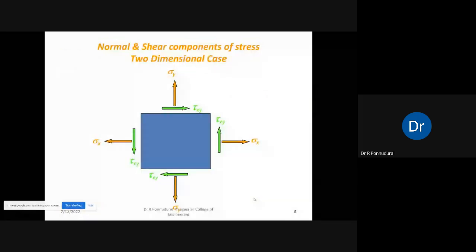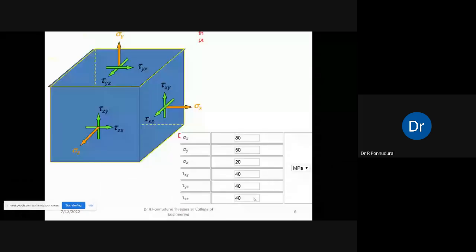Now we are interested in finding the normal and shear components of the state of stress for 2D cases. This is what we are going to do today. In case of 3D, I have the six components, sigma x, sigma y, sigma z, and tau xy, tau yz, tau xz. Let us assume we have been given this data: sigma x is 80 MPa, sigma y 50 MPa, sigma z 20 MPa, and tau yz also 40. All the shear cases are 40.